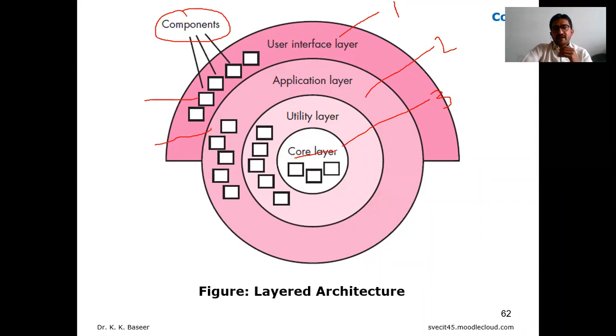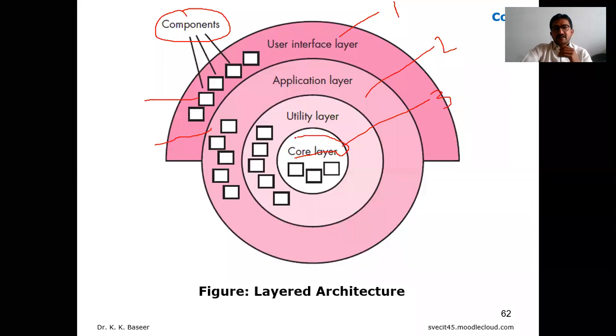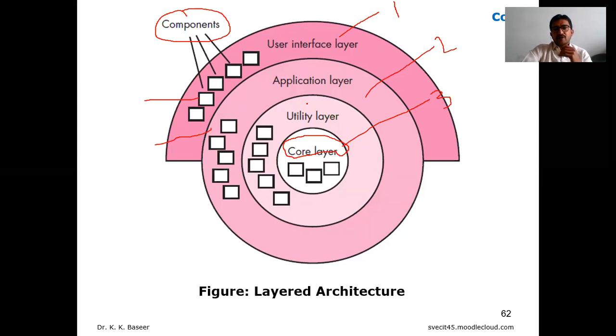Now this core layer is the internal part. The heart of the computer is the kernel, right? In the same fashion, the core layer. On top of that, we have a utility layer. On top of that, we have the application layer. On top of that, we have the user interface layer. This graphical representation shows you what a layered architecture looks like.